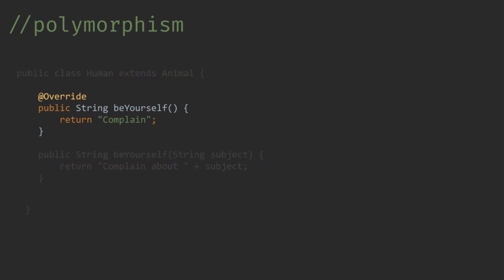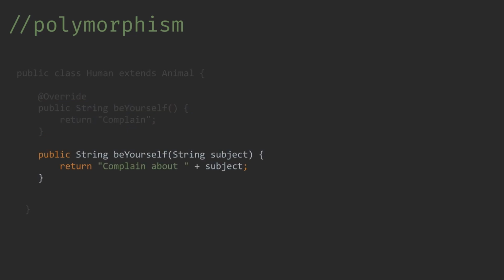First, when you override a method from the parent class, that means changing a behavior, and second, when you create a method with the same name as an existing one, but with different parameters, that means adding variation to a behavior. Now let's see this in practice.